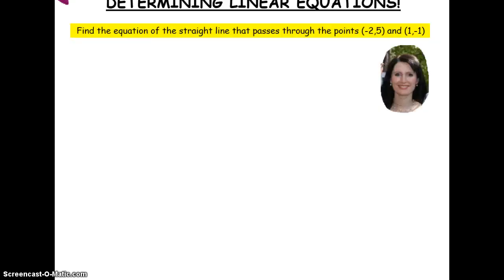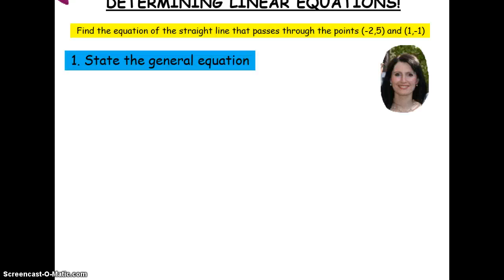Let's look at a different type. This time, they're telling us to find the equation of the straight line that passes through the points negative 2, 5 and 1, negative 1. They're giving us 2 points. They're not telling us the gradient, they're not telling us the y-intercept. So let's state the general equation as per usual. y equals mx plus c.